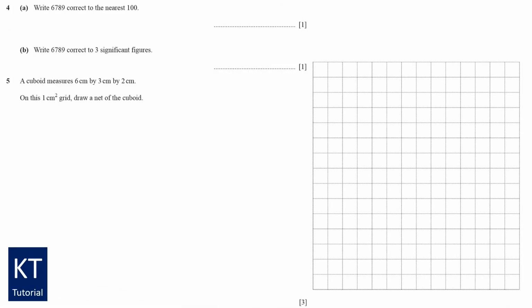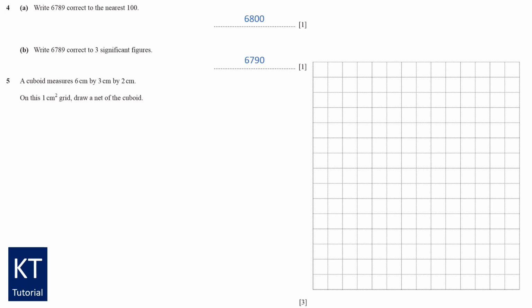Question 4a. Write 6789 correct to the nearest 100. This will be the number 6800. Question 4b. Write 6789 correct to three significant figures. This is the number 6790.